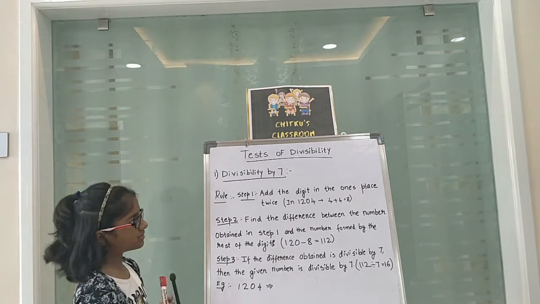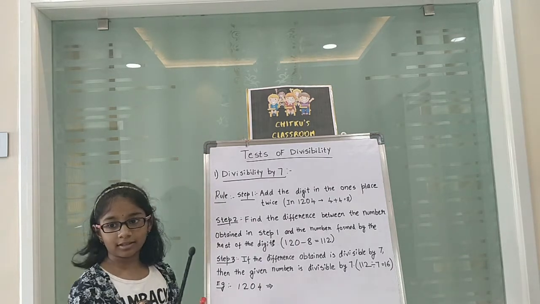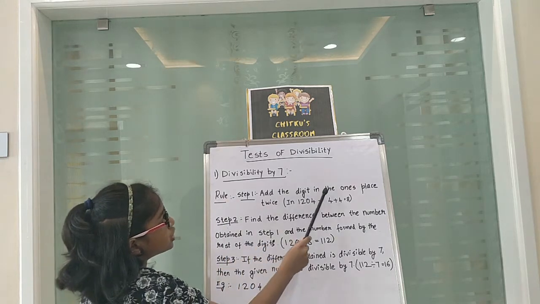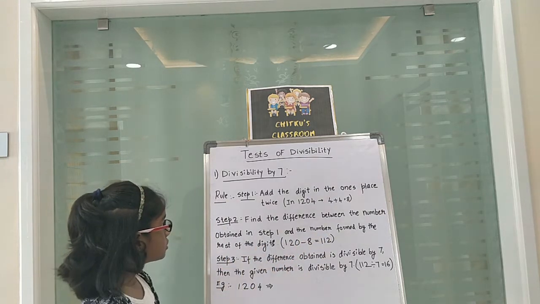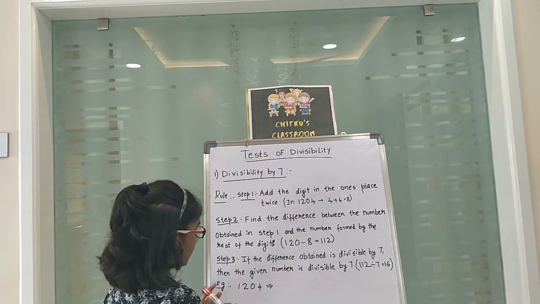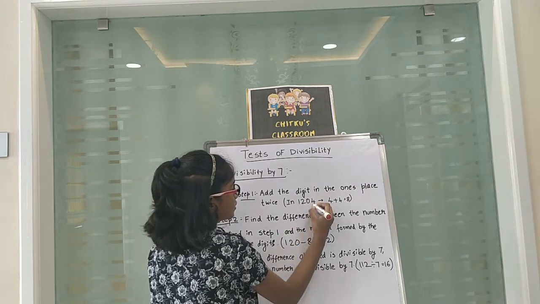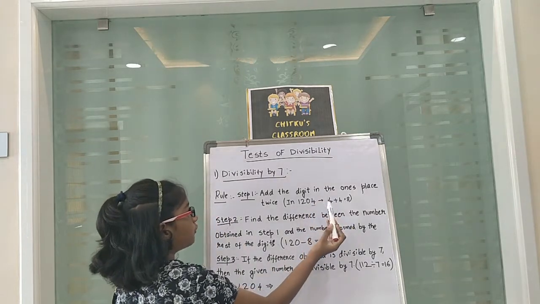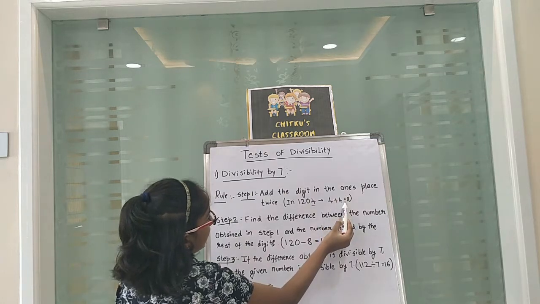Now let's learn about divisibility by 7. There are 3 steps. Let's learn the first step. The first step is to add the digit in the ones place twice. Look at the number here. The last digit is 4, so we need to add 4 plus 4. 4 plus 4 is 8.